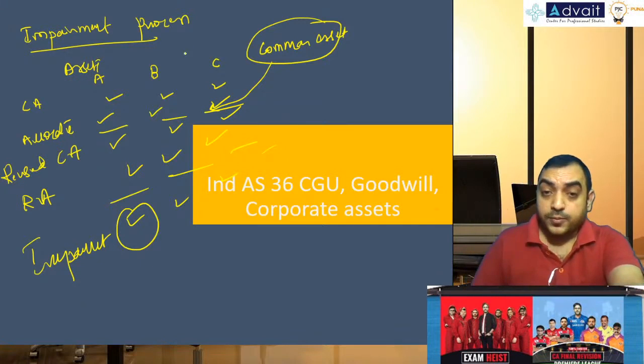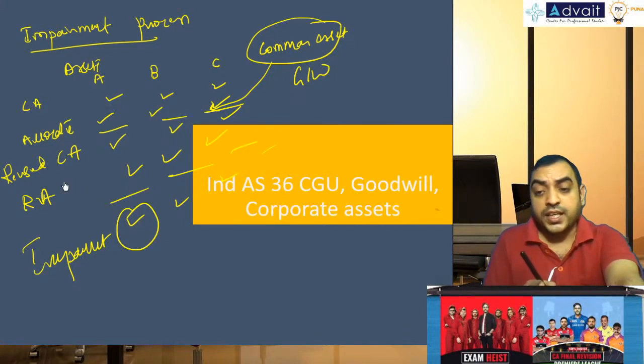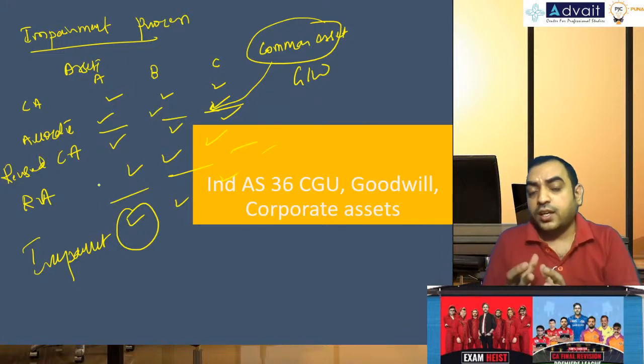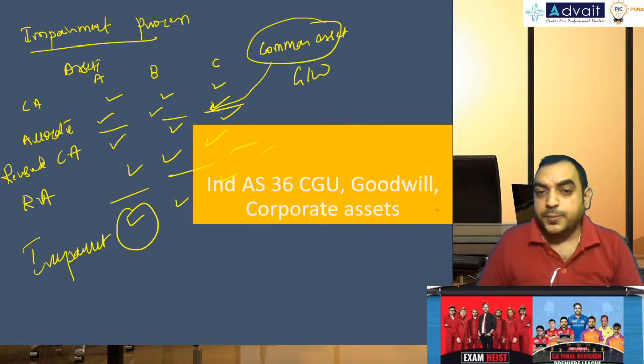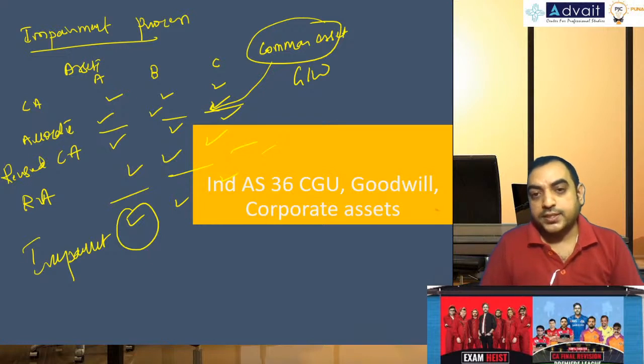But if goodwill is allocated instead of a common asset, then the impairment loss is first allocated to goodwill, because whenever something gets impaired, goodwill is what gets impaired first. So impairment on general assets is on a proportionate basis, but impairment on goodwill will get first allocation, and the remaining will be on a proportionate basis.